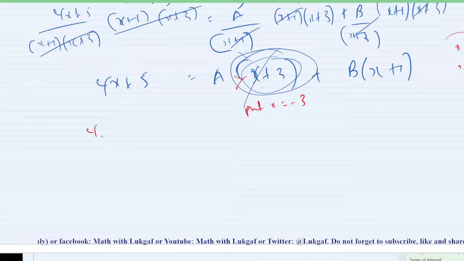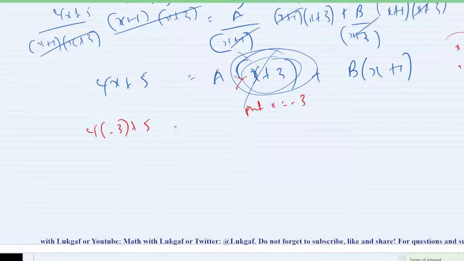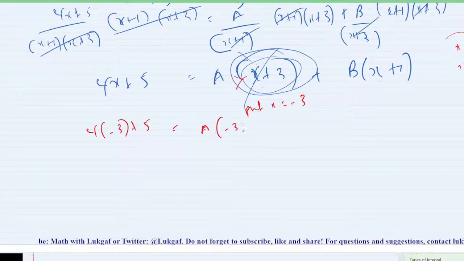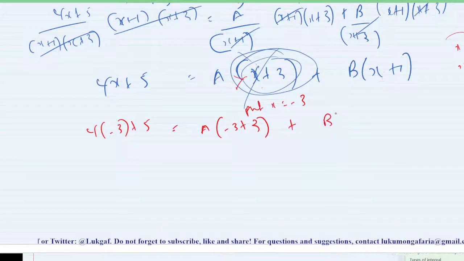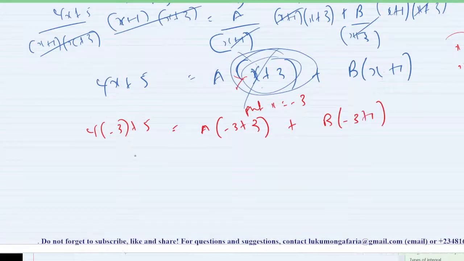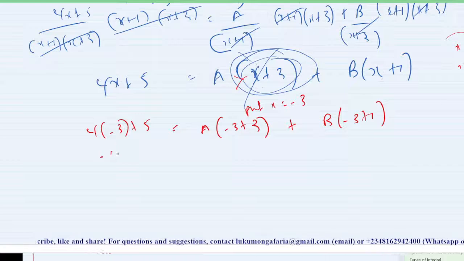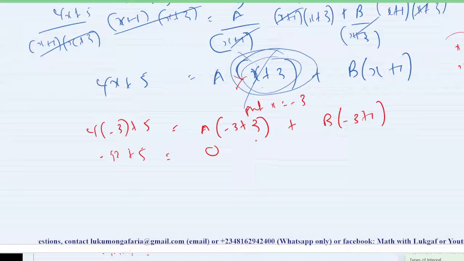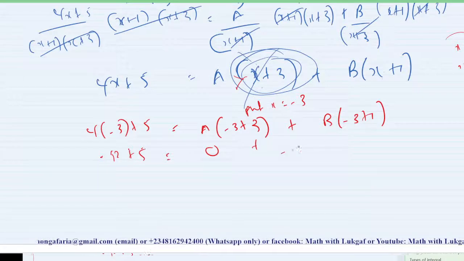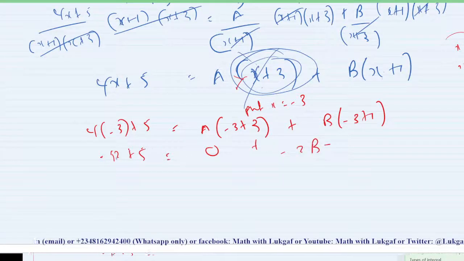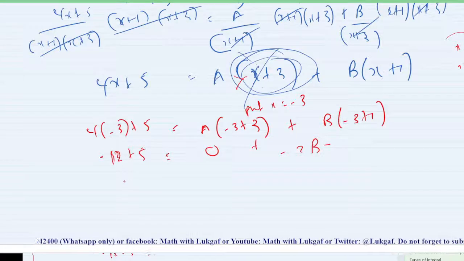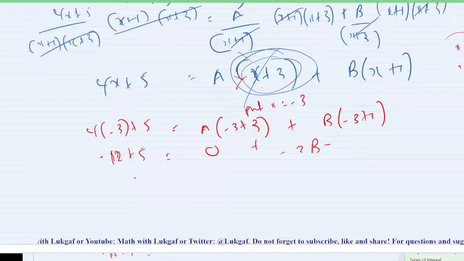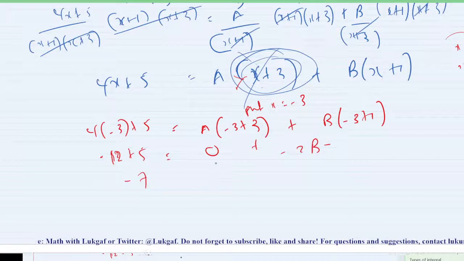So then you have 4 into minus 3 plus 5, a into minus 3 plus 3 plus b into minus 3 plus 1. So minus 3 times 4, that's minus 12 plus 5, right? That's 0 plus minus 2b, right? And minus 12 plus 5, that will give me what? What is minus 12 plus 5? I think that is minus 7, right? So this is 0 already.